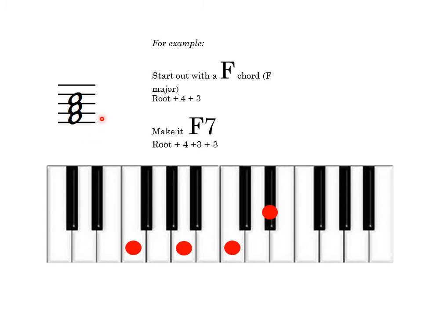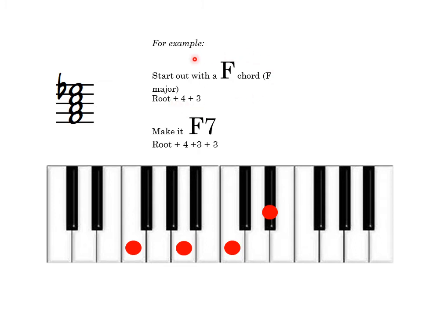And if we look at what that adds up to here on the staff, that means that we have the E flat, and that's the same thing here on the piano, so the E flat is added. So it's as simple as that. We start with what we already know.